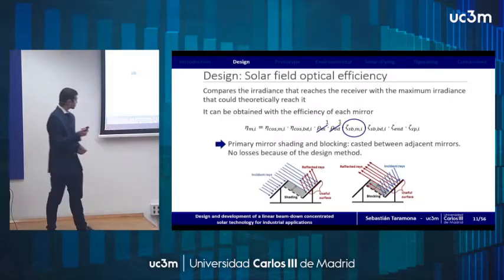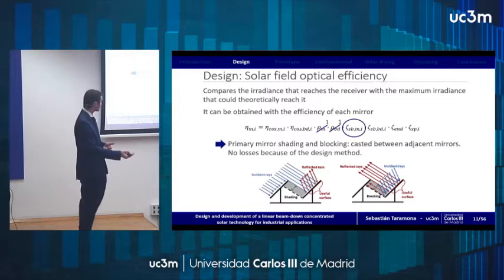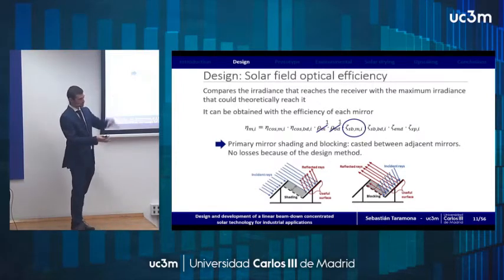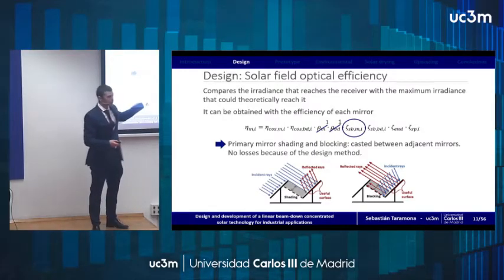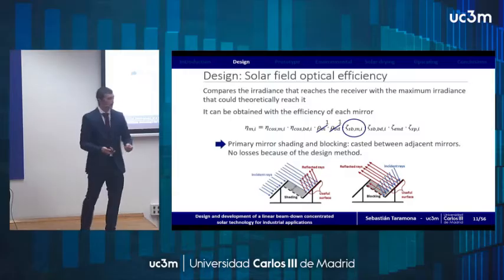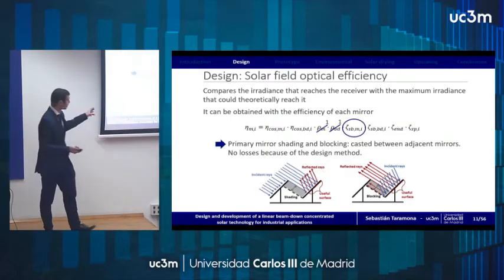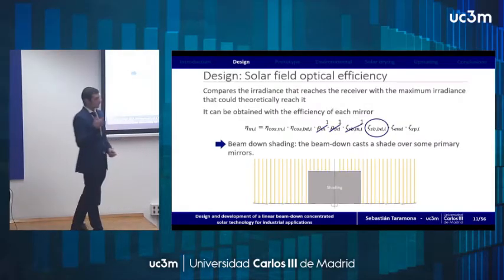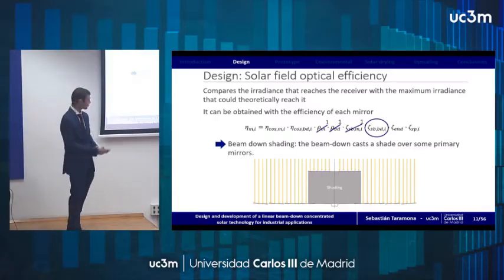Then we also have to take into account the blocking and shading of the adjacent primary mirrors. That means either the sun rays that could reach them but do not reach them because one of the mirrors is blocking them, or the reflecting ones that do not reach the receiver. In this case, because of how we define the complete solar field using Mather's method, for design conditions, this loss becomes negligible.